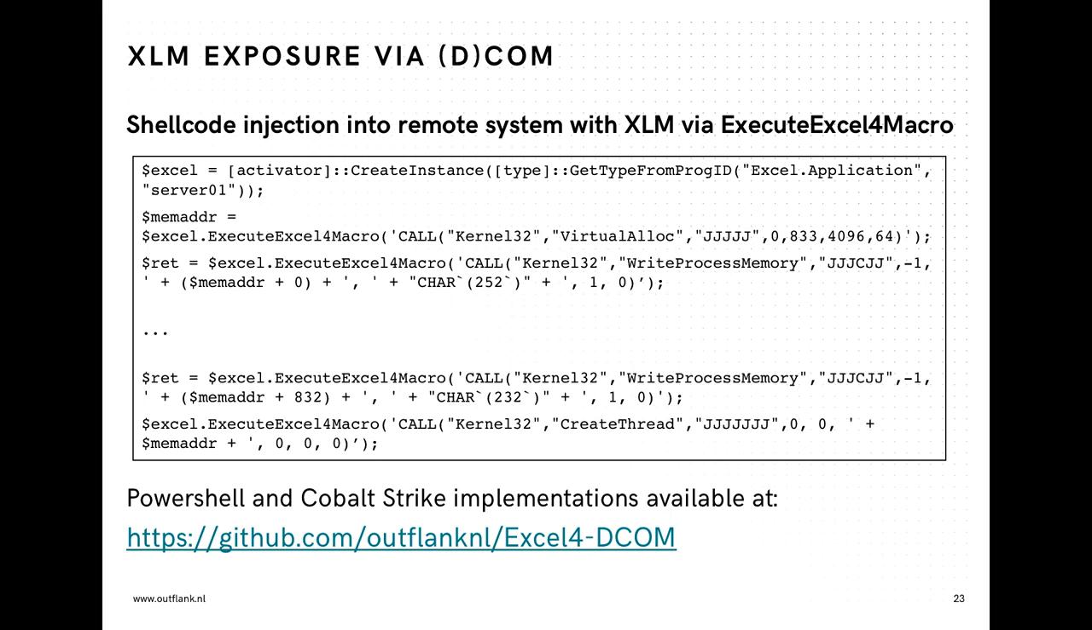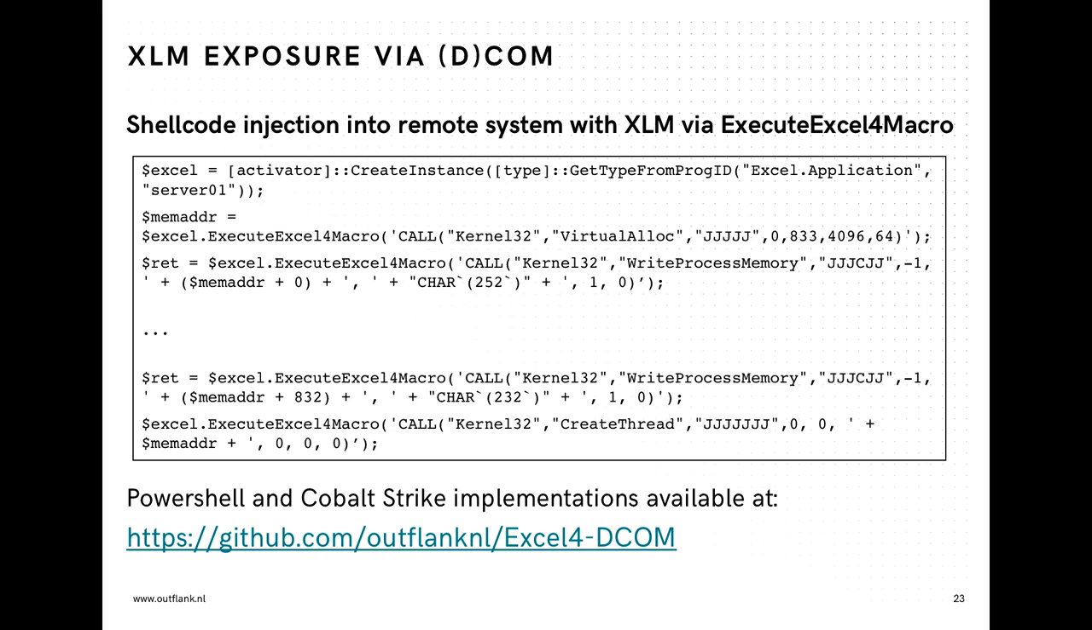So what you see here is a few lines of code, a simple proof of concept. And what we do here in the first line is we instantiate Excel on another system, on server 01. That's just default DCOM functionality. And then we have an interface with Excel on that other system. So we're going to use this for lateral movement. And then by just executing XL4 macro calls that subsequently call Windows API calls, we can now inject shellcode on a remote system without ever touching disk, which is a big plus over many other DCOM-based lateral movement methods that are currently out there.